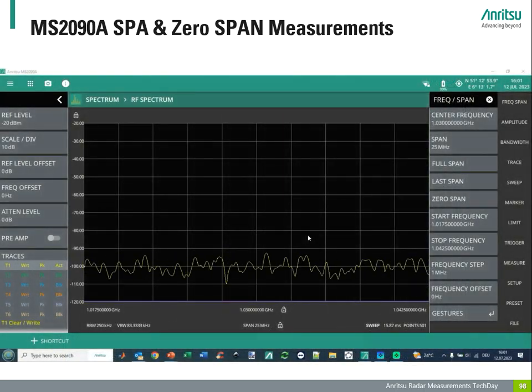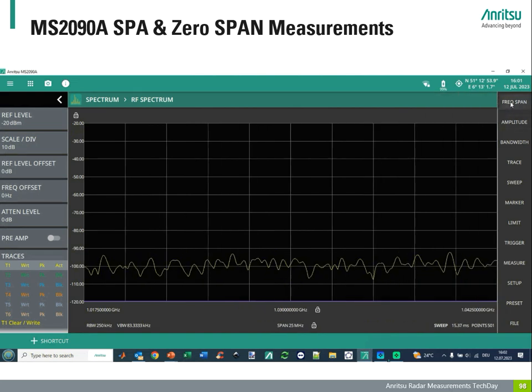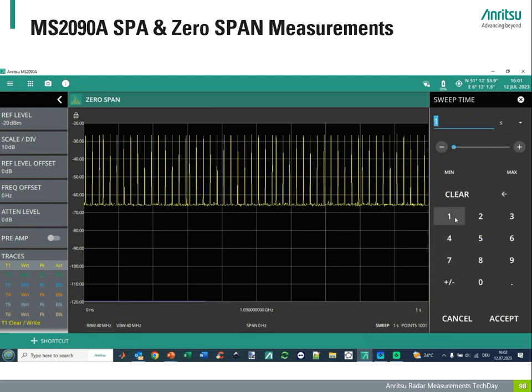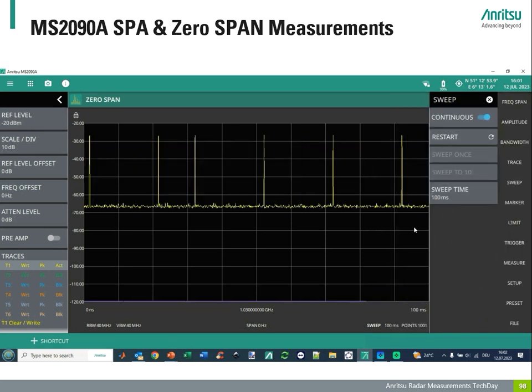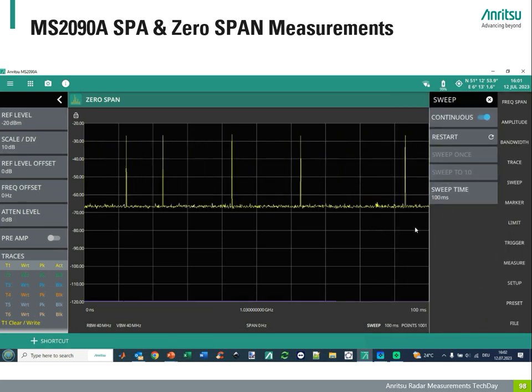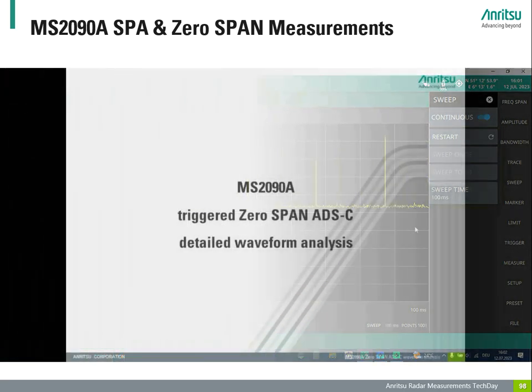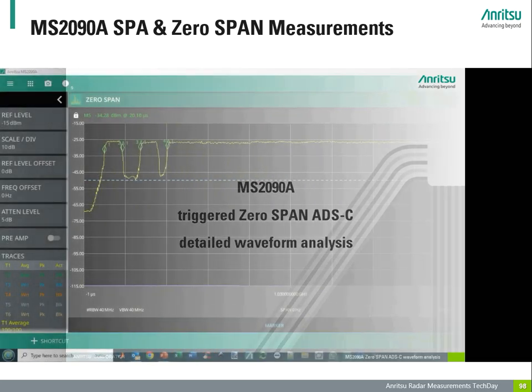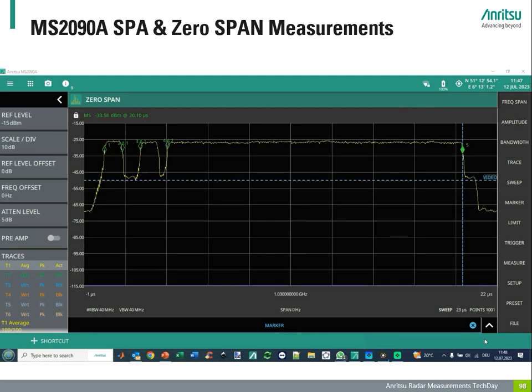Now we are operating in zero-span mode with a bandwidth of 25 MHz over a time span of 1 second. You can immediately see some pulses incoming. A time span reduction down to 100 milliseconds lets us see just a few pulses only. Next, we will reduce it even more down to 23 microseconds, and after applying a trigger and some averaging, we get a stable, visible signal readout with a pulse duration of 19.96 microseconds.